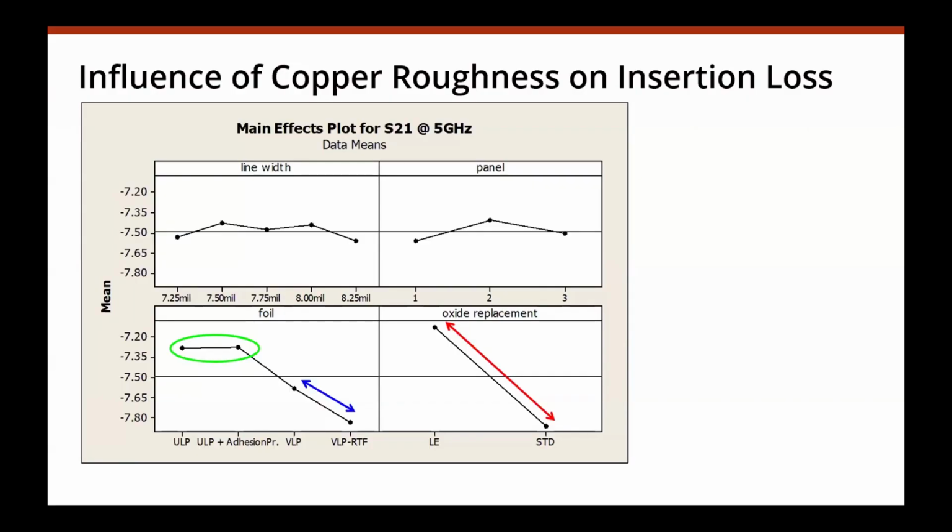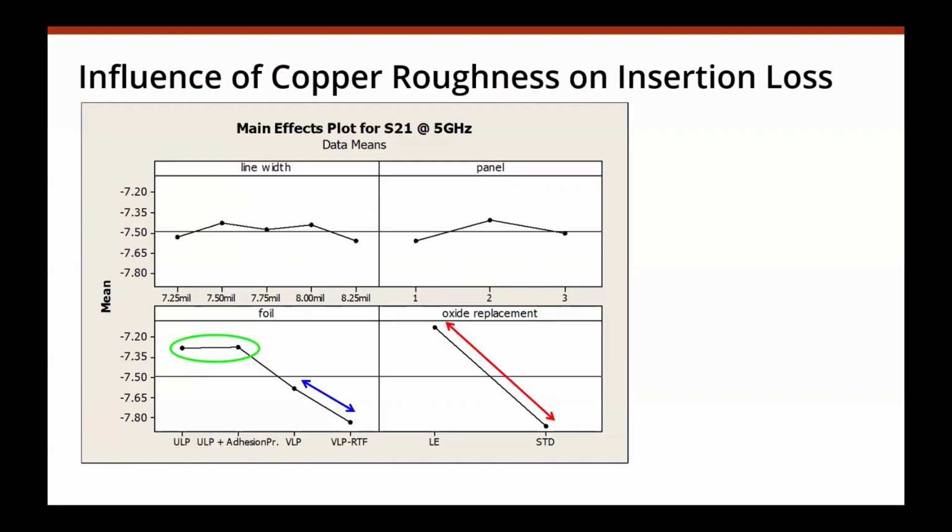And I'm talking about the lower left-hand quadrant in that ANOVA plot. You see here an ultra low profile, a second ultra low profile, the two dots on the left side circled in green, and then you have a very low profile and the RTF foil. What you can see is that the green circled ones, the ones with a smaller roughness, are providing a lower insertion loss compared to the other ones. And those are actual measurements on real boards. So there's no simulation involved. That's really what we had been seeing.